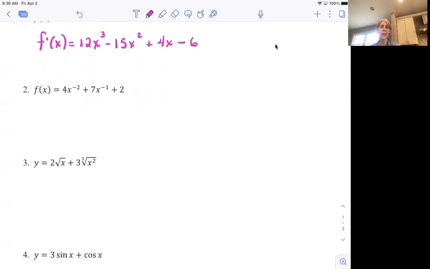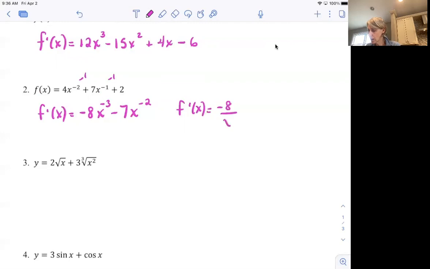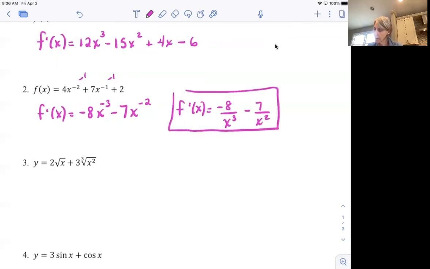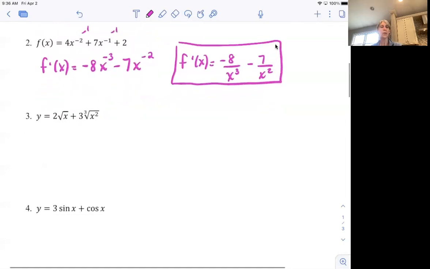If f of x equals 4x to the negative 2 plus 7x to the negative 1 plus 2, term by term, apply your rules. Negative 8x to the negative third minus 7x to the negative 2, and the 2 just becomes a 0. We can rewrite this with positive exponents if needed. You should know how to do this. And that's your answer.